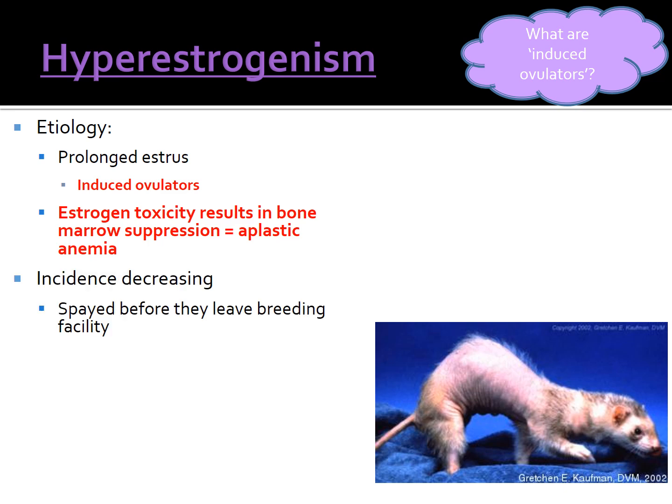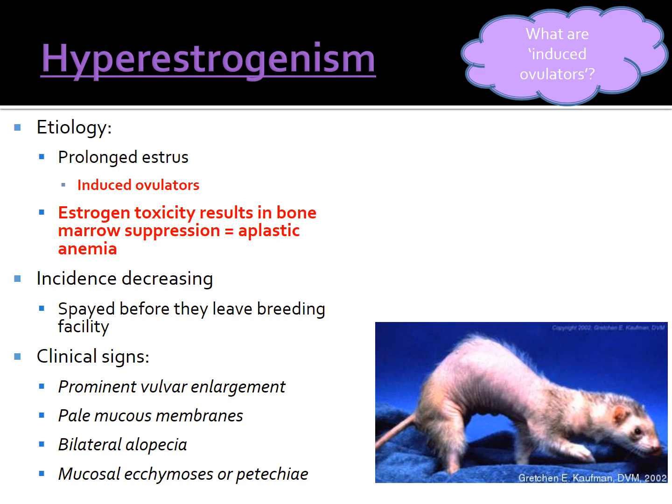A lot of pet breeders are going to spay the animals before they leave the breeding facilities. They'll also neuter the males. They'll often do a scent gland removal, and that helps this issue occur a lot less, so you may not see it in clinic. The clinical signs are that prominent vulval enlargement, so it's going to look huge.